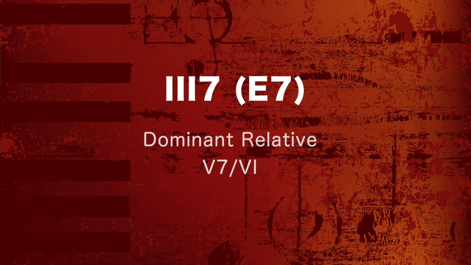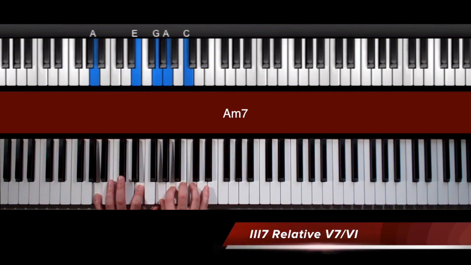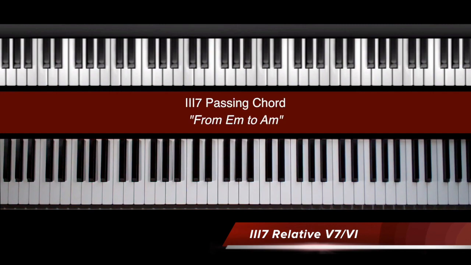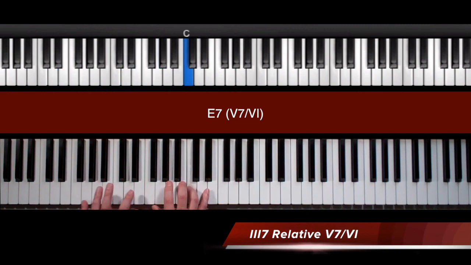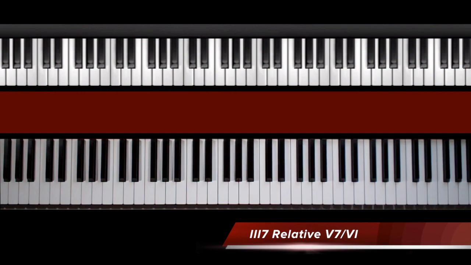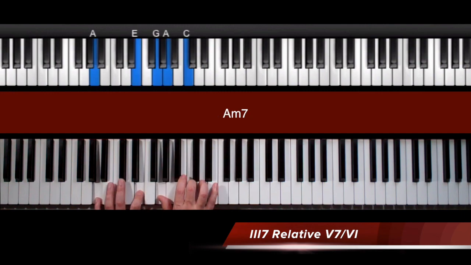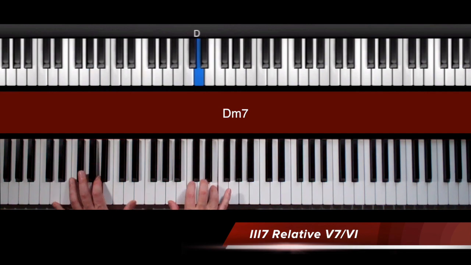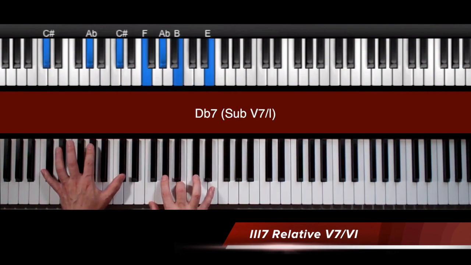The 3-7 is a dominant relative of the 6th degree. E7 leads to A minor. So we can use it as a passing chord going from E minor to A minor. Or we can skip the E minor altogether and go straight forward from C, passing from E7 to A minor. Now we can go to D minor, and then passing through D7 to G, and then passing through D flat 7 back to C.